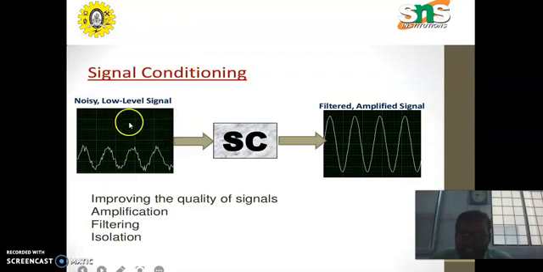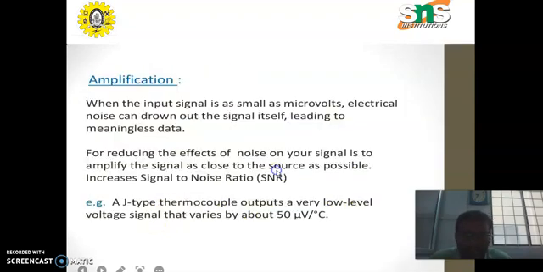Here in the signal conditioning unit, a noisy low-level signal is converted into an amplified signal and also it gets filtered. It is one of the major important functions in the case of signal conditioning. Low level signal is converted into an amplified higher level signal and also the noisy signal is filtered in the signal conditioning component. It also improves the quality of the signals by amplification, filtering and isolation.